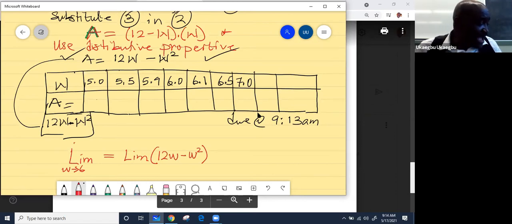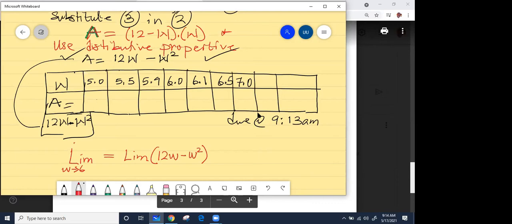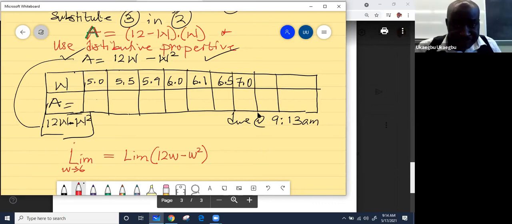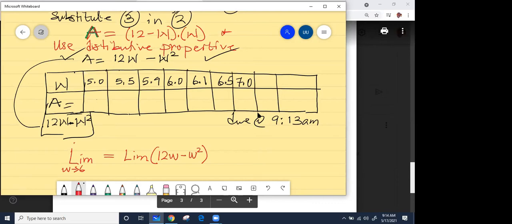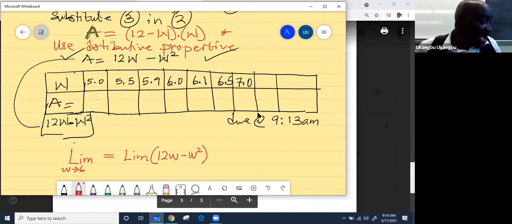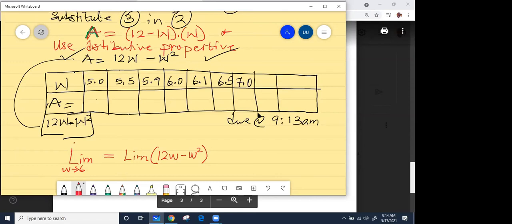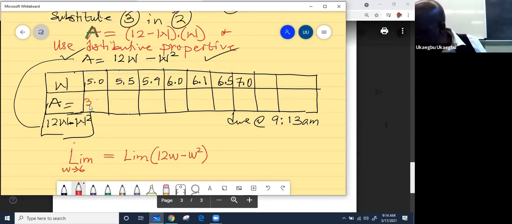What do you get when W is five? Five. So what's the area? 35. Okay, 35. I said give us two places of decimal, so that should be 35.00.